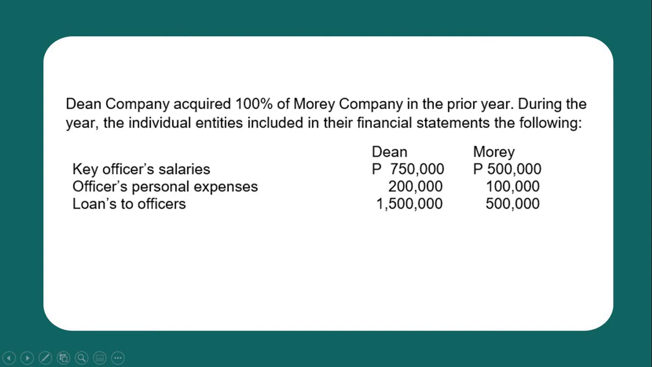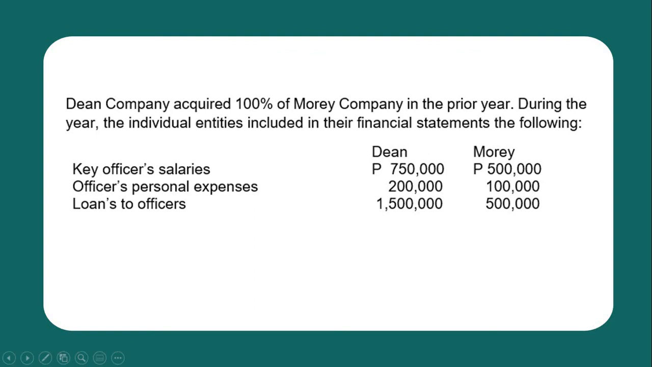So for Dean, we have a total of 2,250,000. That is 750,000 plus 1.5 million as the amount to be disclosed as related party transactions. While for Moray, we have 500,000 and 500,000, or 1 million, as the total related party transactions to be disclosed. So the disclosures will be made in the notes to financial statements.